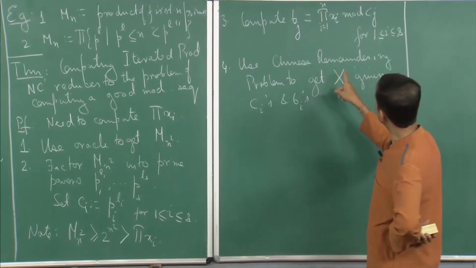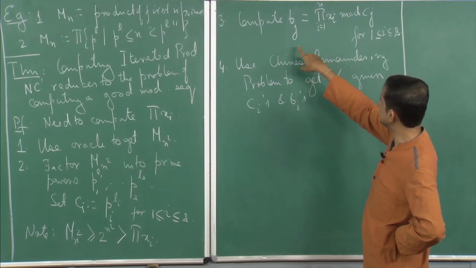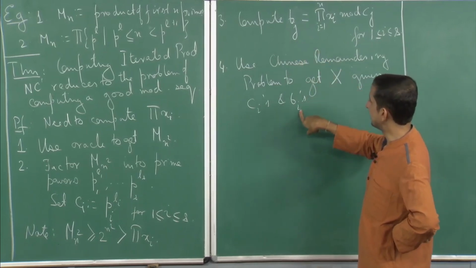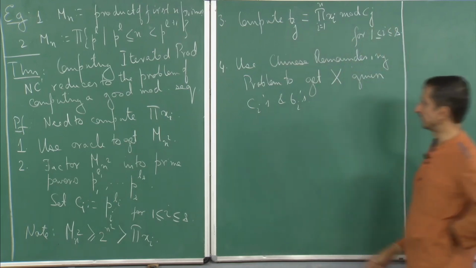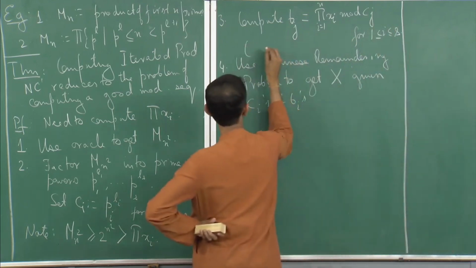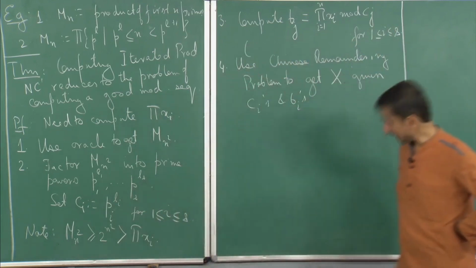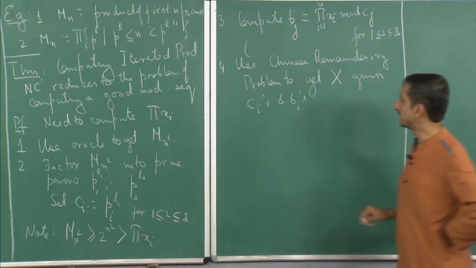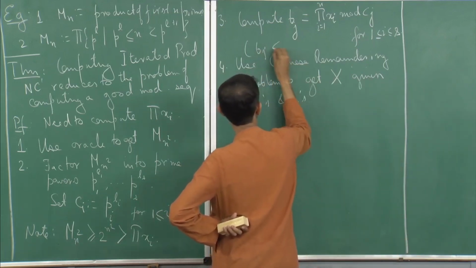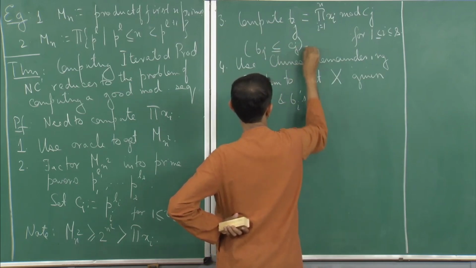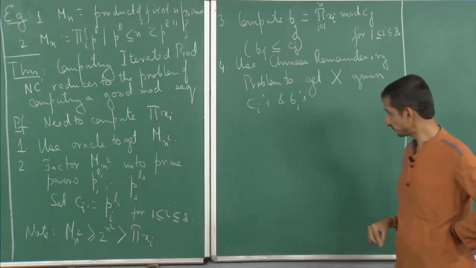So, one solution to this problem is the product of xi. Why is that? One more condition that we need for Chinese remaindering is that these Bi's are less than or equal to Ci's, which is clear because I am taking a modulus. So, this Bj is less than or equal to Cj by definition.